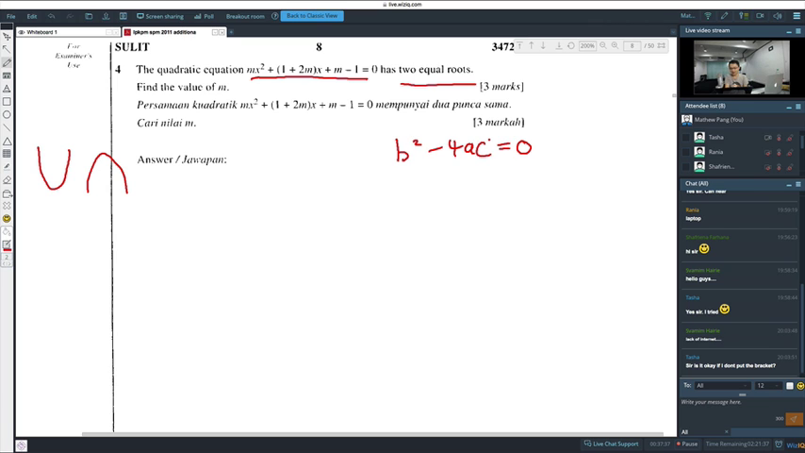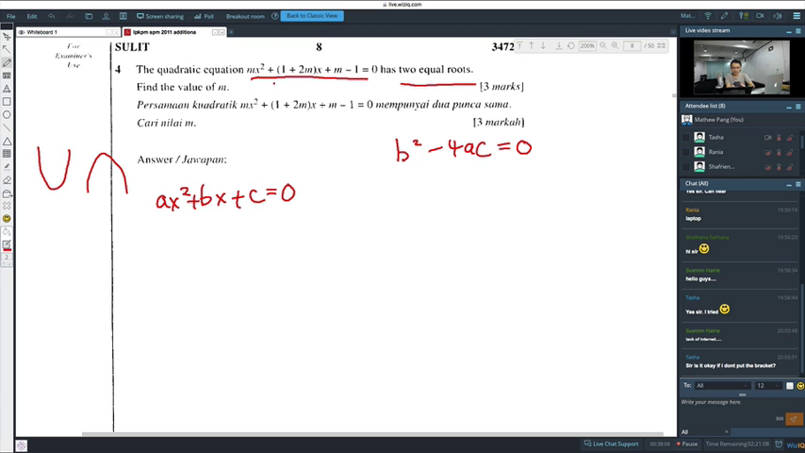In order to substitute a, b, c into this equation, you have to pay attention and make sure your equation is in general form. General form is ax squared plus bx plus c equals 0. The whole equation, x squared must be together, x must be together, and it must equal 0. I guess this one is already in the general form.